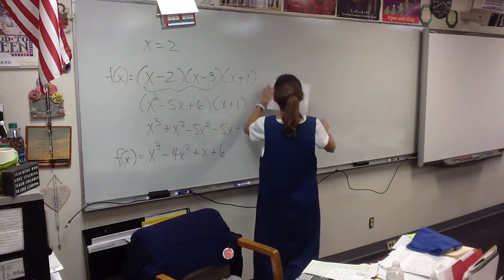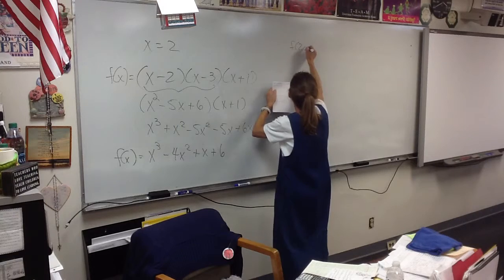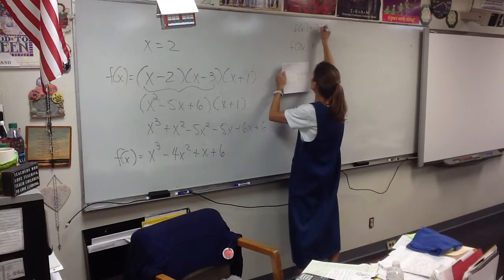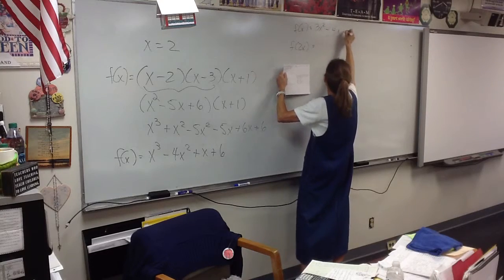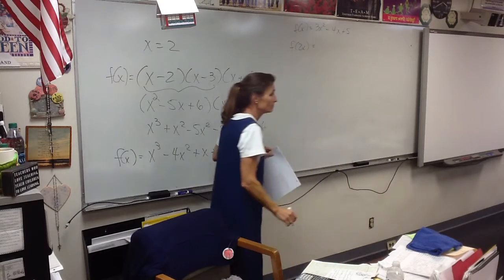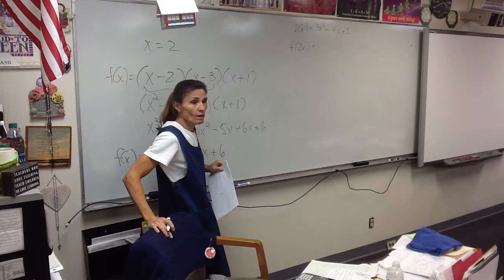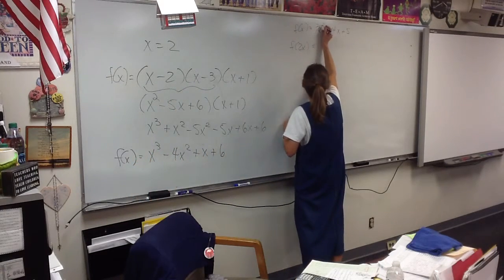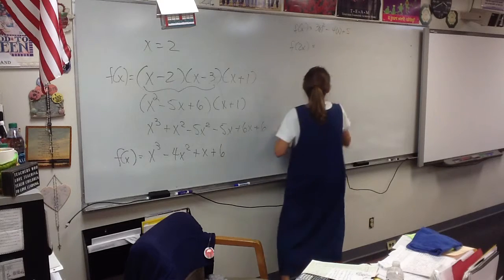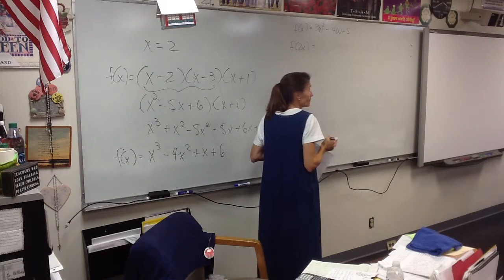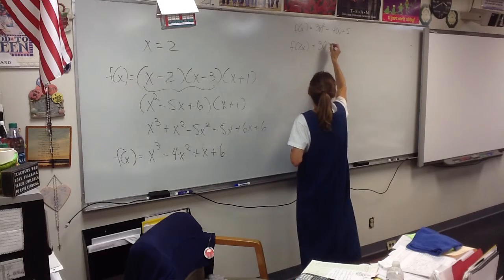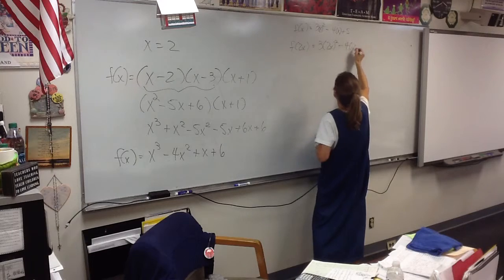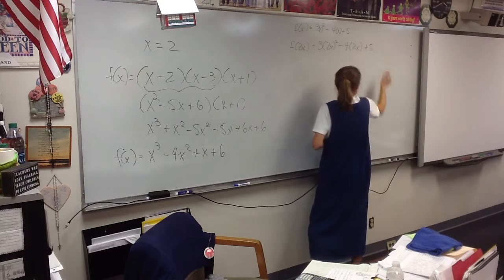Alright, number 1, let's see. Find f of 2x if f of x equals 3x squared minus 4x plus 5. What do we do? Plug in 2x. Plug in 2x for every x. Kids, this is not hard. Every x, we're going to plug in 2x. So we're going to have 3 times (2x) squared minus 4 times 2x plus 5.